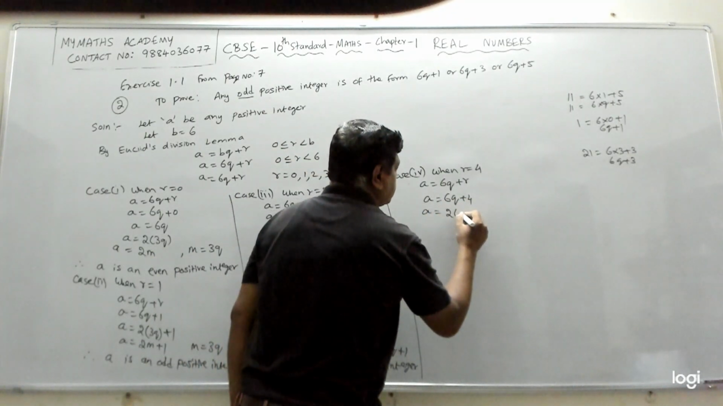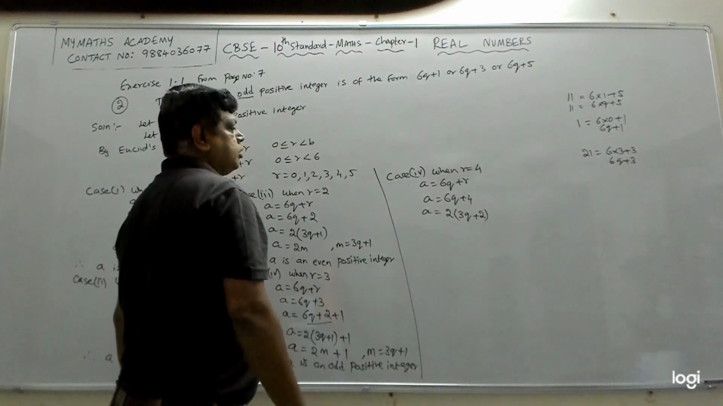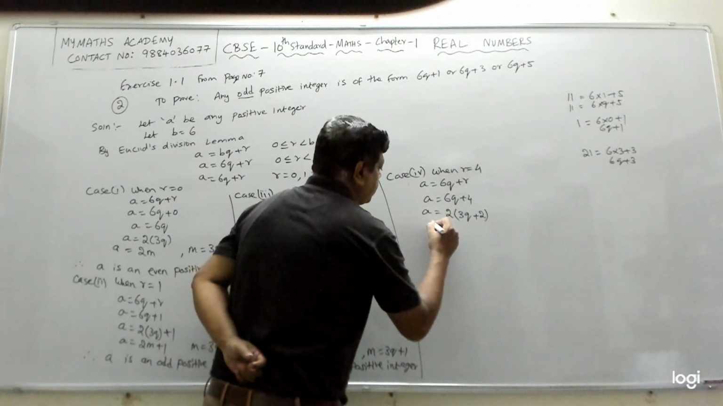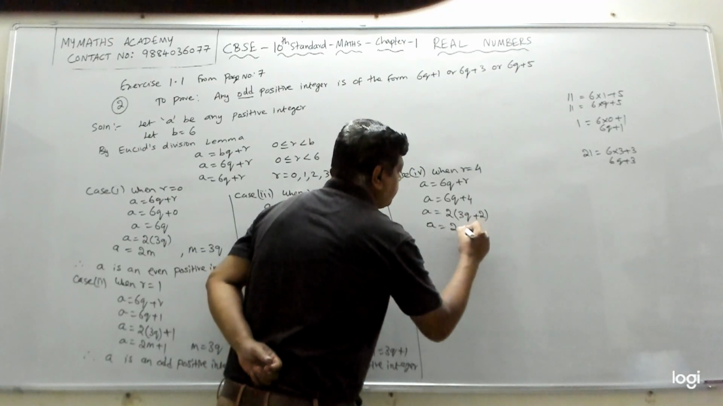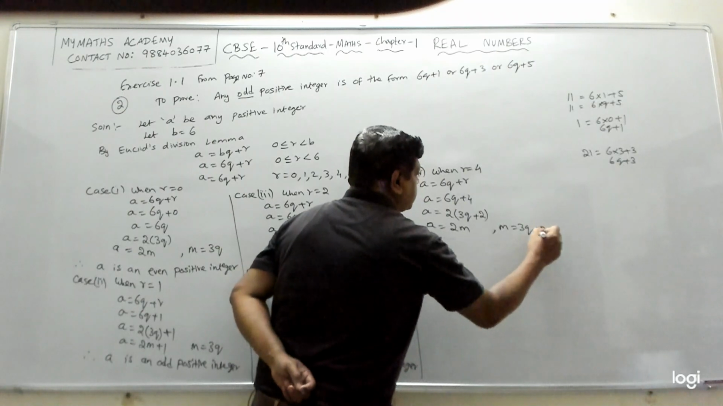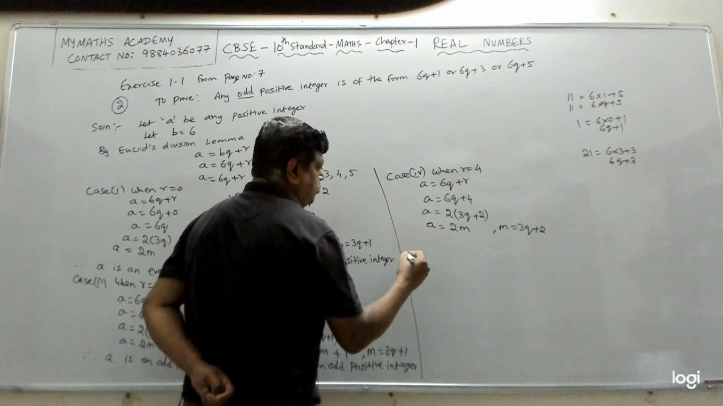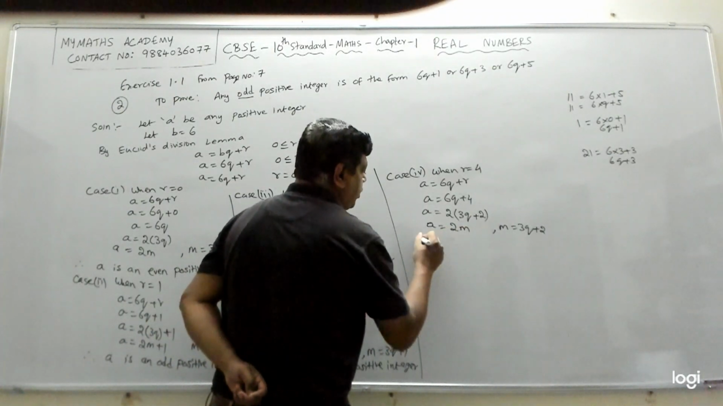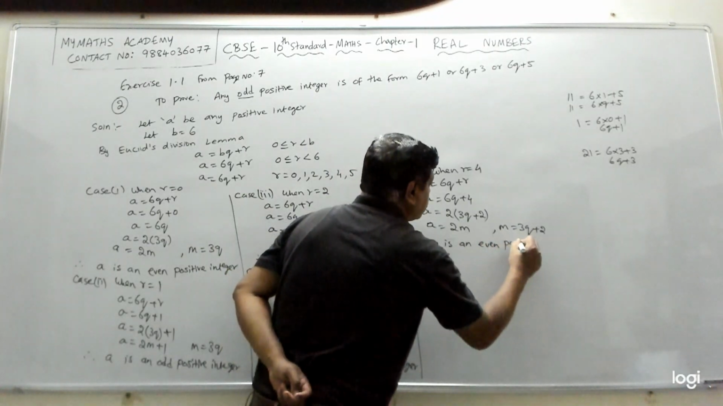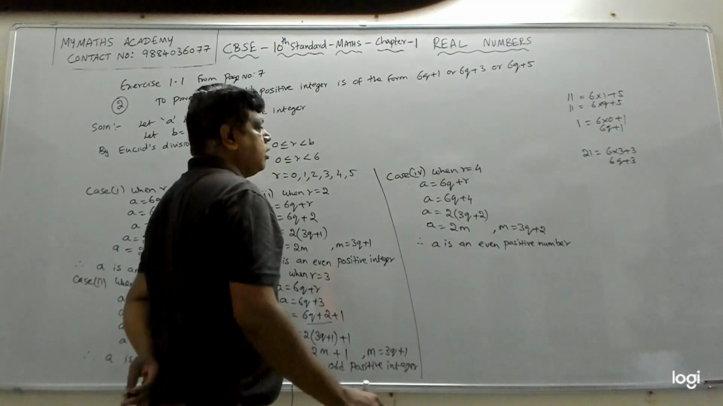Then it becomes 3q plus 2. Here just check whether we can take only 2 common. Right? So now A equals 2 into, instead of 3q plus 2, I'll put some m, where m equals 3q plus 2. The 3q plus 2 I'm calling m. Then A is in the form of 2 into m. Therefore A is an even positive number.